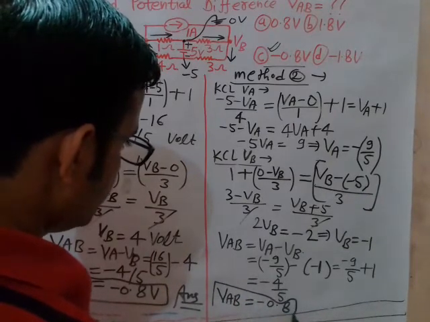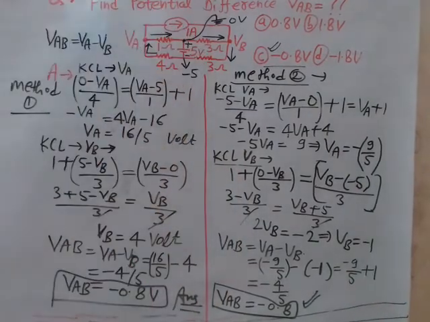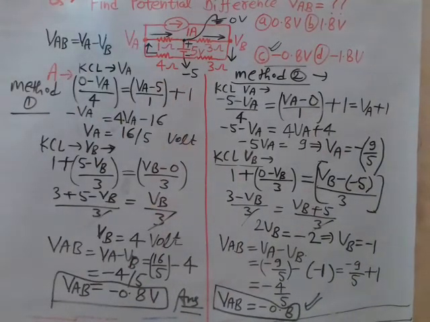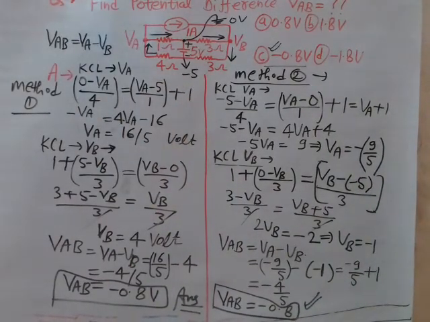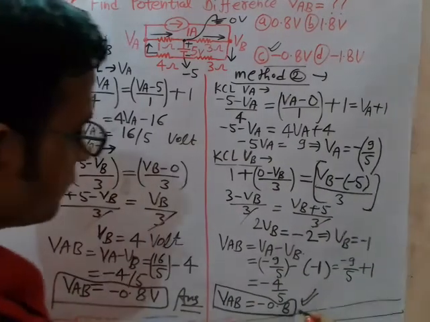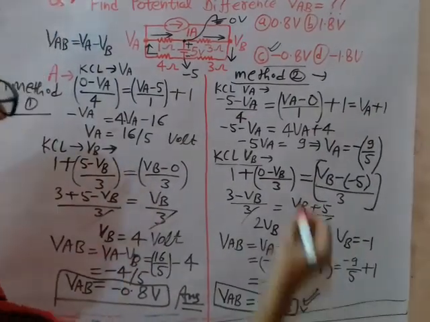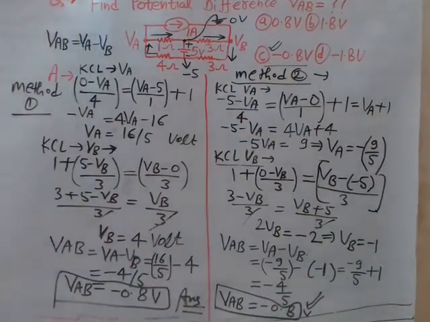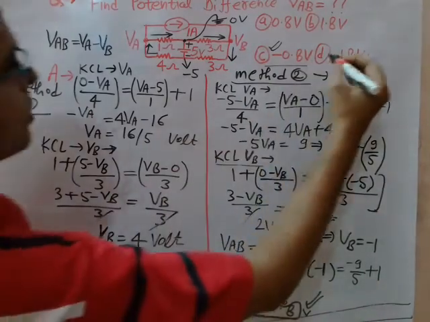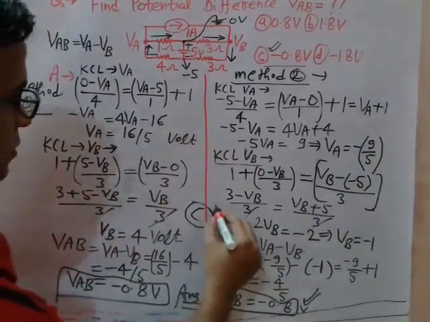So have you seen this? Whichever way you solve, you will get the same answer. Just take care of the polarities and the direction of the current. So which option is correct? You get minus 0.8 volt. Minus 0.8 volt is the answer. So option C is correct, right? C is the correct option.